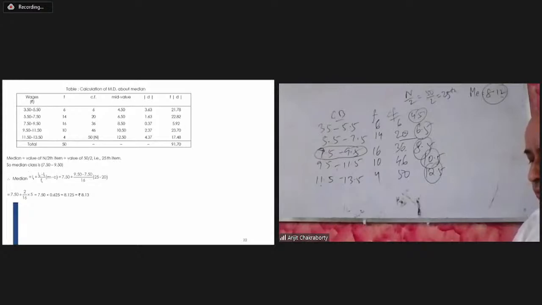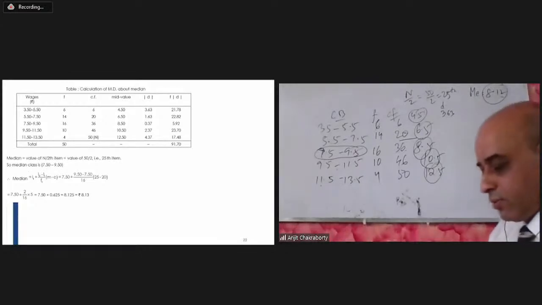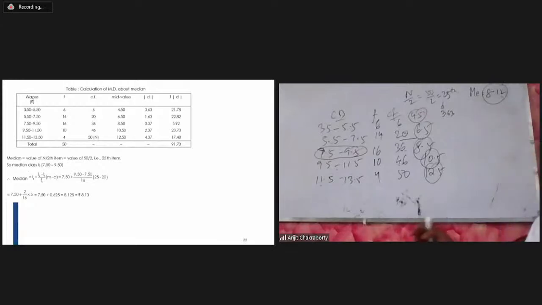8.12 minus 4.5 approximately comes to 3.625, or 3.63 as it is in the problem. So the deviation D is equal to 3.63. Second one, 6.5 and 8.12. 8.12 minus 6.5 is 1.62 or 1.63, whatever. I'm getting 1.62 something. Okay, in this way, you have to fill up all these points.